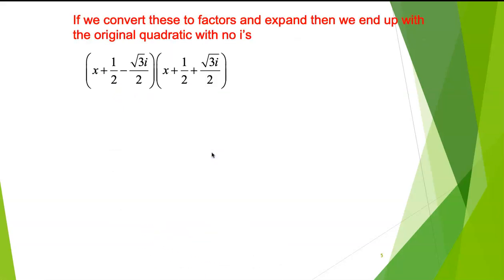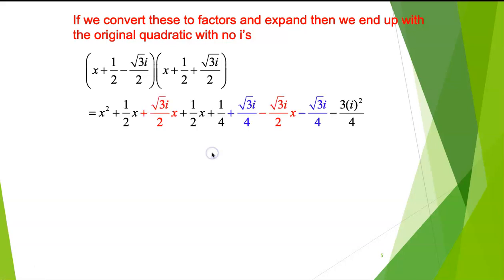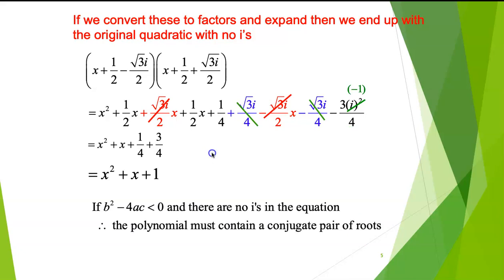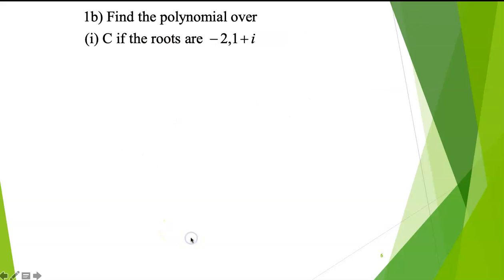Now, if you expand those two, you will end up with the same equation. Now, find the polynomial over complex, meaning over complex numbers. Over complex means the polynomial that you get will have an imaginary component.